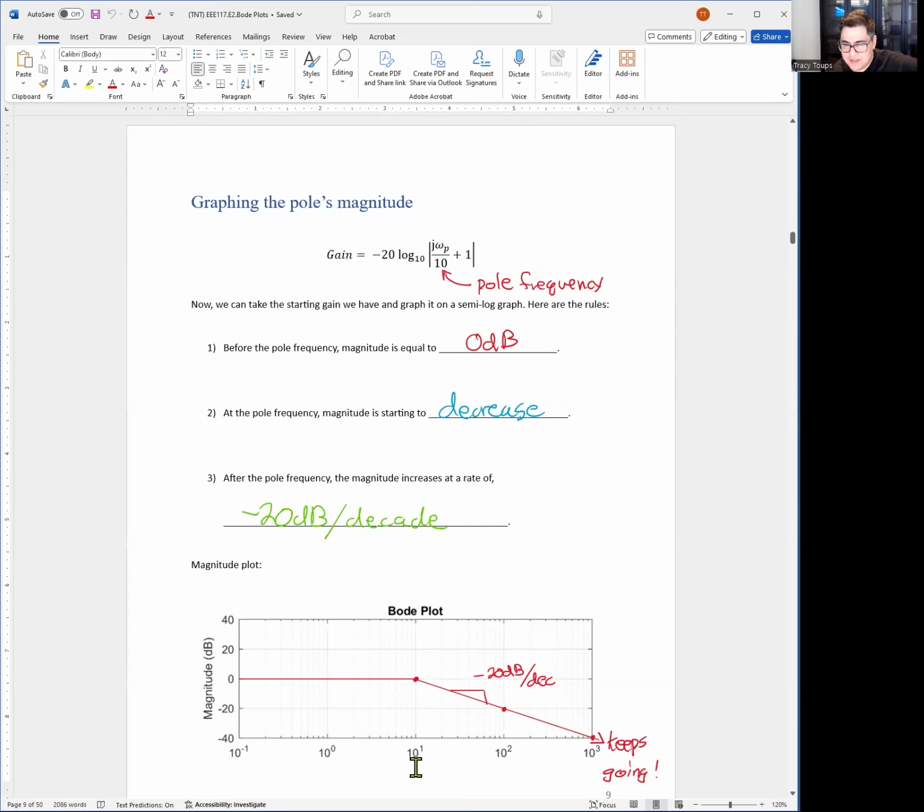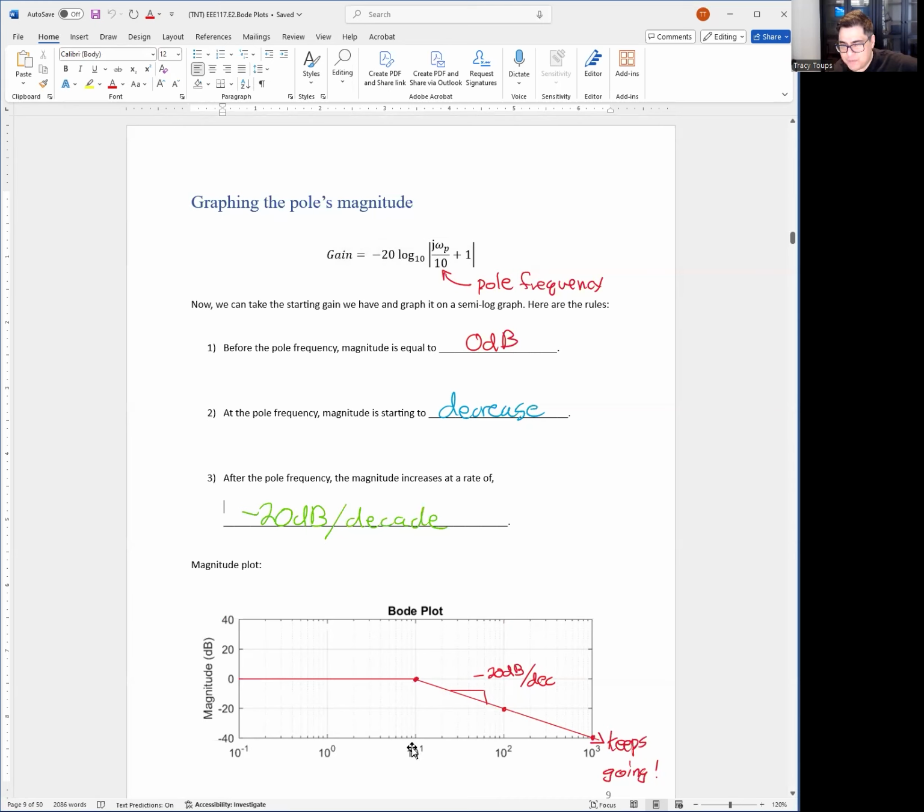So you see this 10 to the 1. This is 10 right here. This is our point where we're going to start decreasing. So anything before, look at our dB. It's 0. It's flat. Nothing happens. But after 10, we're going to start cranking down. Look at the slope. The slope is negative 20 dB a decade.